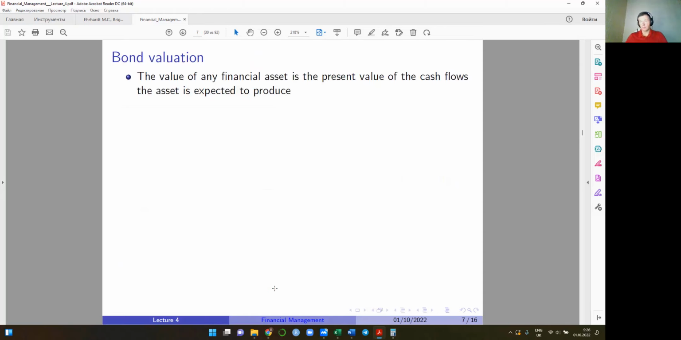As we know from 2 previous lectures, the value of any financial asset is calculated as a present value of the cash flows this asset is expected to produce. We did it several times. We had several examples, and this case does not differ from the previous ones.